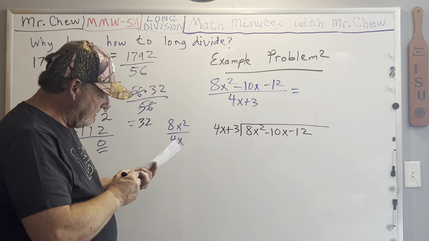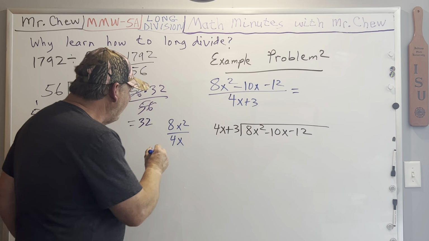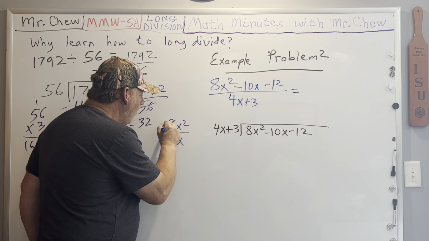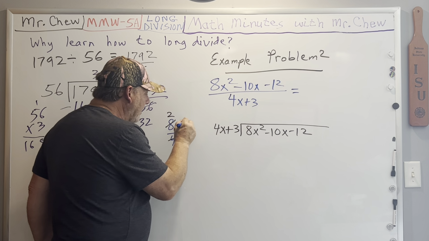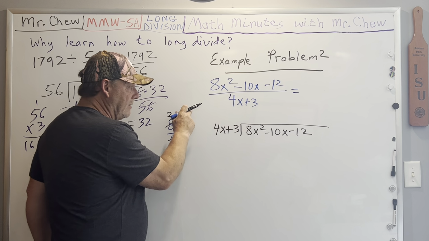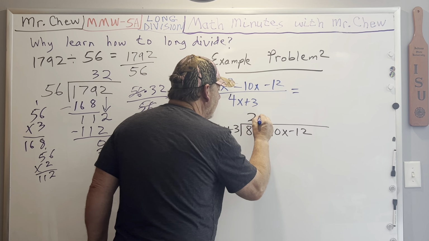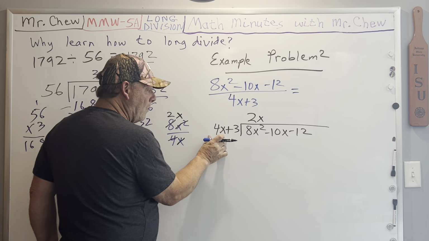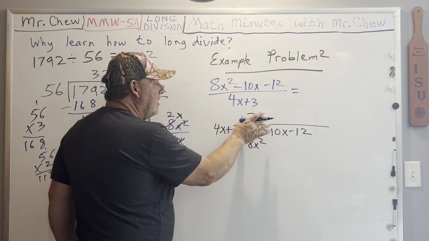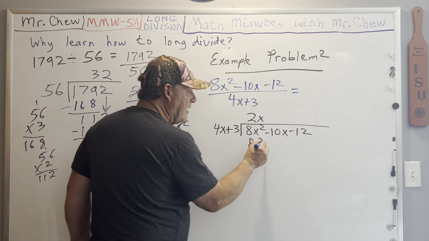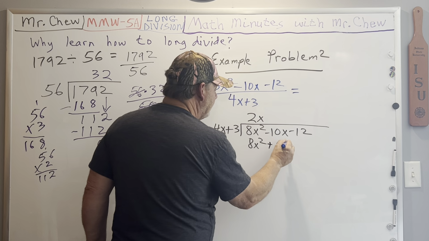Well, in this case, a common factor of 4 will cancel, and that'll be a 2. And the x will cancel here, and it'll be an x. So the answer is going to be 2x. So 2x times 4x is 8x squared. And 2x times plus 3 is plus 6x.